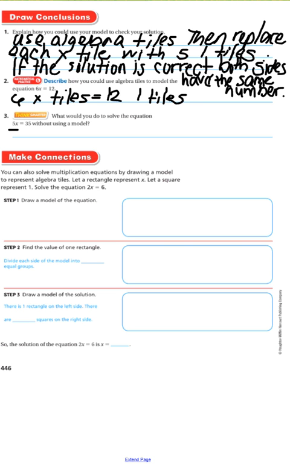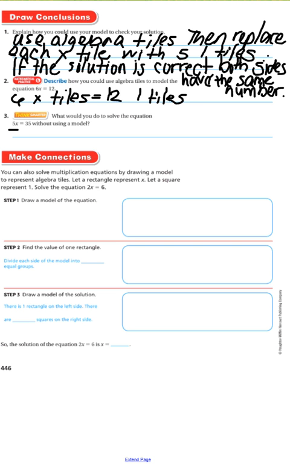Explain how you would use your model to check your solution. So you would use algebra tiles to model the equation, then replace each x tile with 5 1 tiles. If the solution is correct, both sides of the model should have the same number of 1 tiles. Number 2, describe how you could use algebra tiles to model the equation 6x equals 12. So you would place 6 x tiles on the left, and then 12 1 tiles on the other side, on the right.